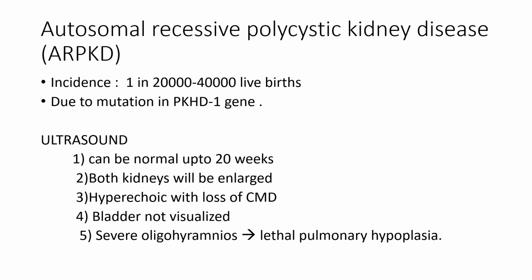Autosomal recessive polycystic kidney disease. The incidence is 1 in 20,000 to 40,000 live births. It's usually a lethal condition. It occurs mainly due to mutation in the PKHD1 gene. On ultrasound, imaging can be normal up to 20 weeks of gestation. Both kidneys will be enlarged and hyperechoic with loss of corticomedullary differentiation. The bladder is usually not visualized due to severe oligohydramnios. Severe oligohydramnios further causes lethal pulmonary hypoplasia, which is the most common cause of death in this case.